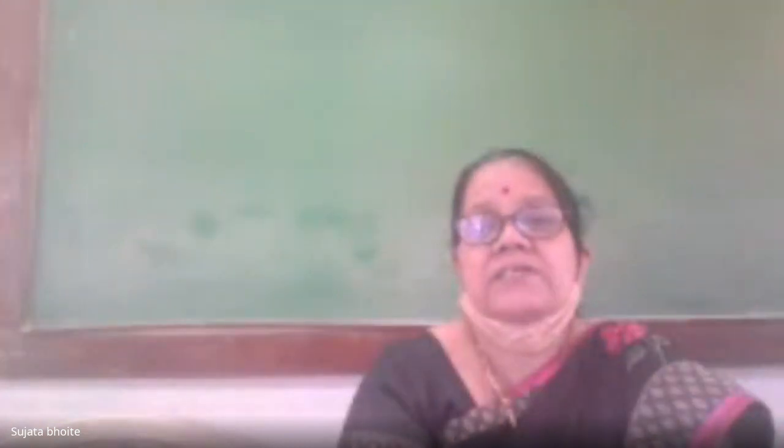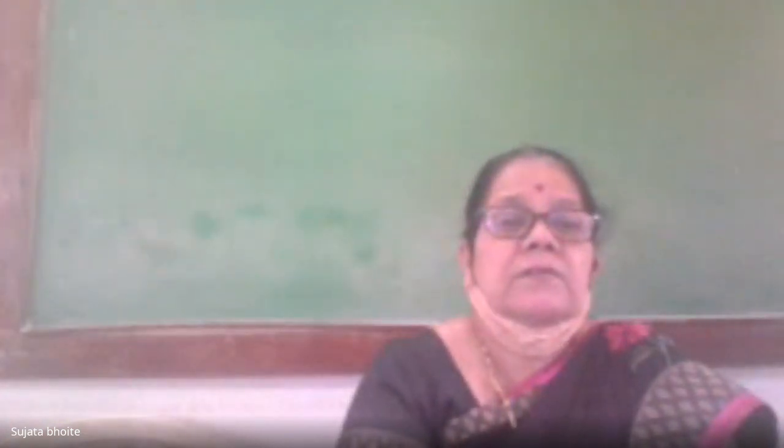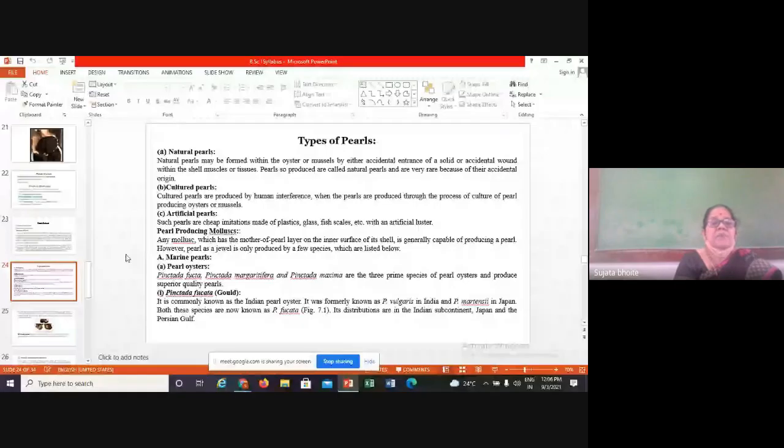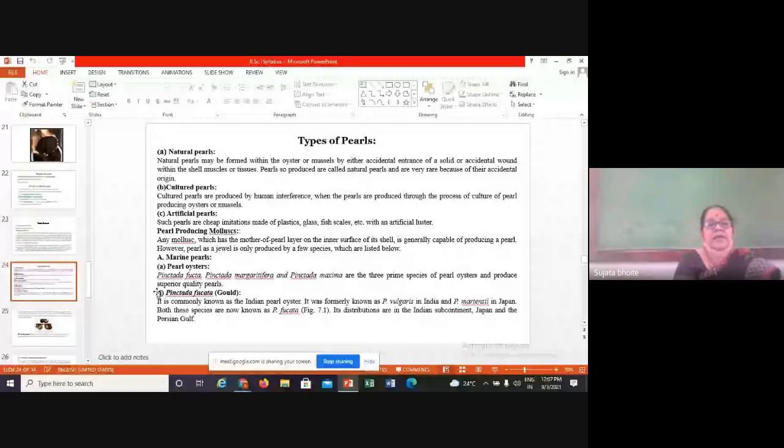Next are the cultured pearls. Cultured pearls are produced with human interference, when pearls are produced through the process of culturing in pearl-producing oysters and mussels. Artificial pearls are generally made from plastic, glass or fish scales etc., with an artificial luster. For marine pearls, different species are present.